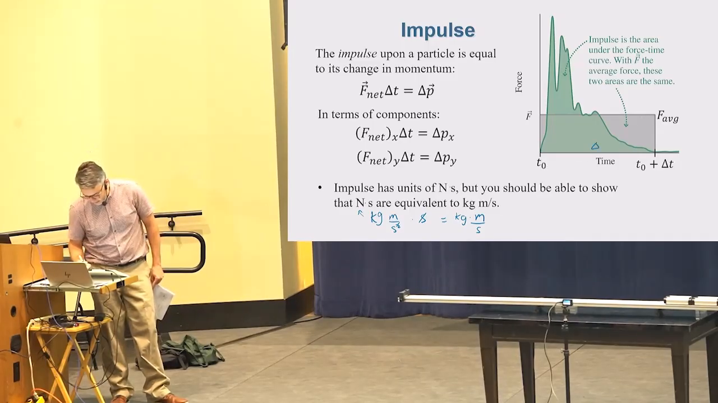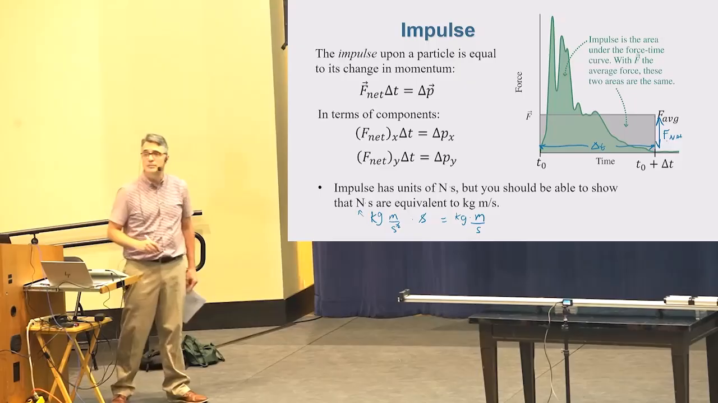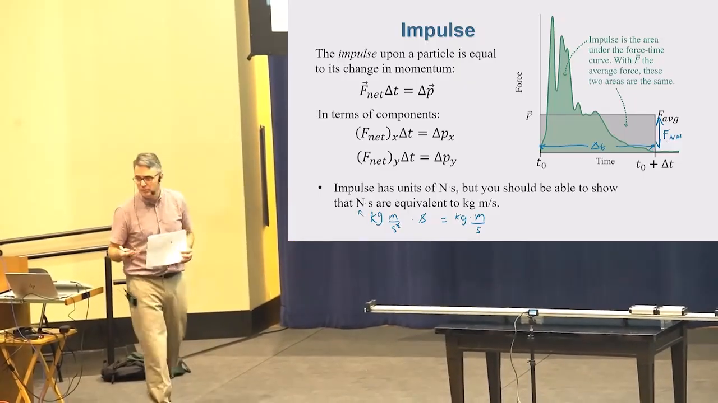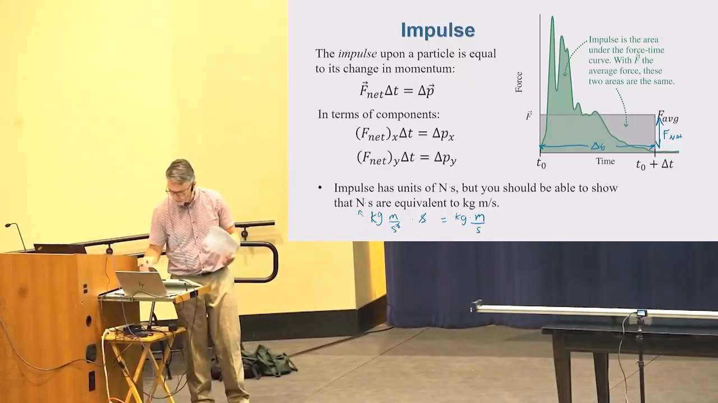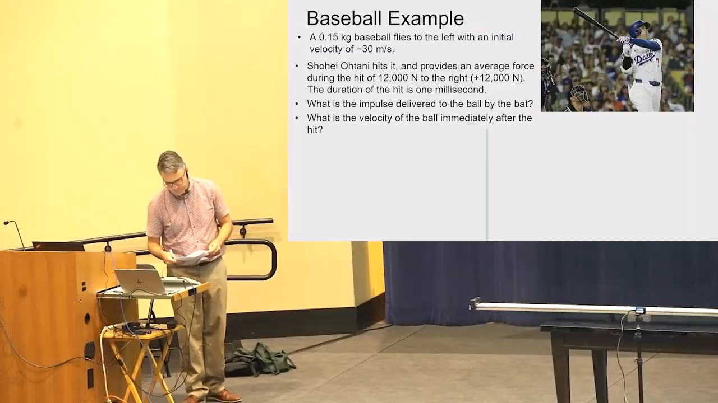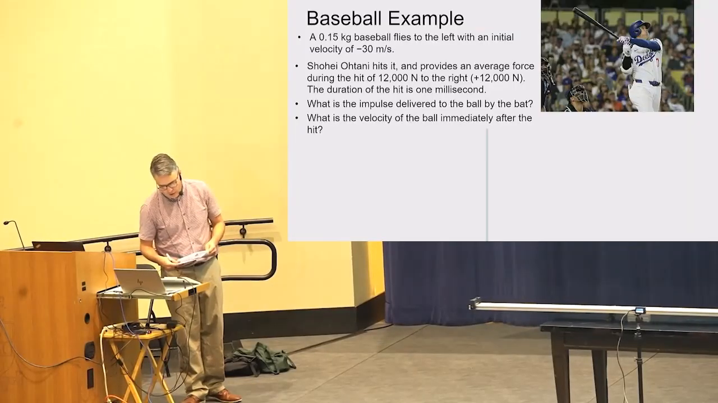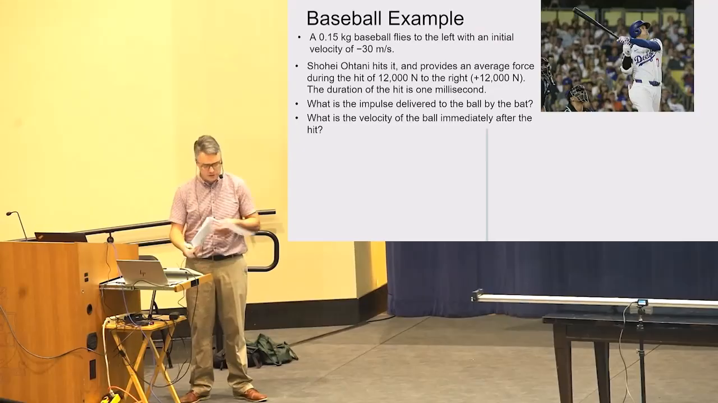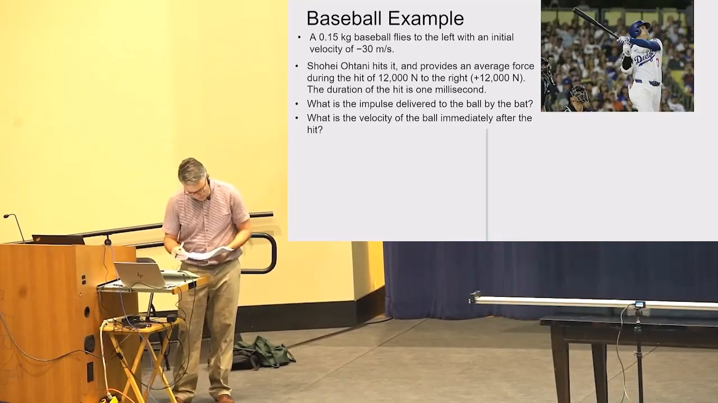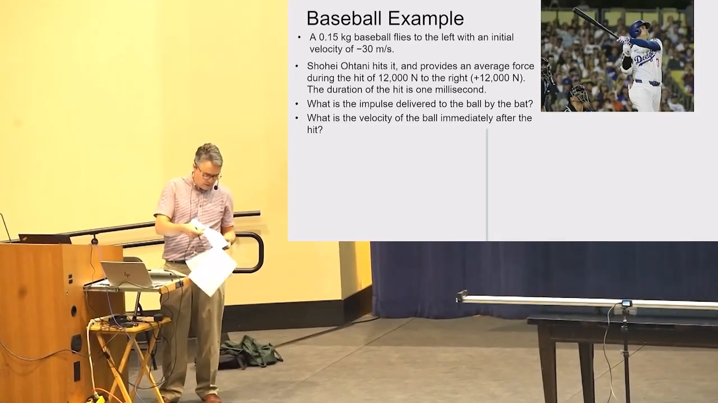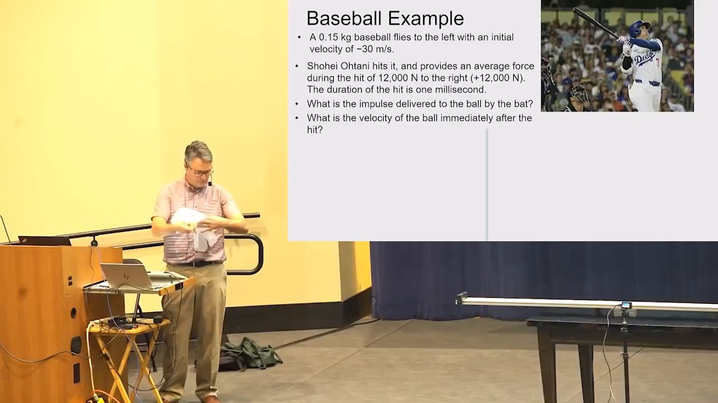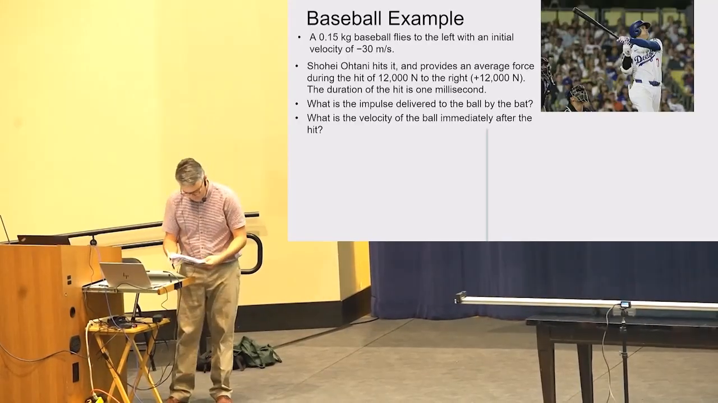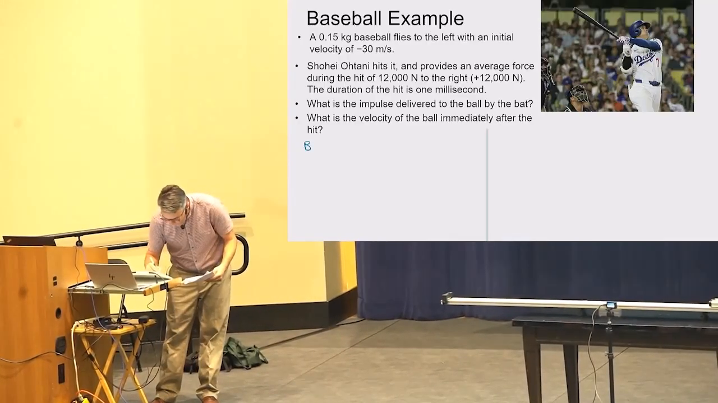Delta t is the base of this triangle, and the height of this triangle is the F net. And base times height is impulse. So this comes up in problems. Let's do a quick example, and then I'll let you guys out of here. Baseball example. Here's Shohei Ohtani. He's right now in the World Series, hitting home runs. Let's do a diagram here. Before and after. So let's do before.